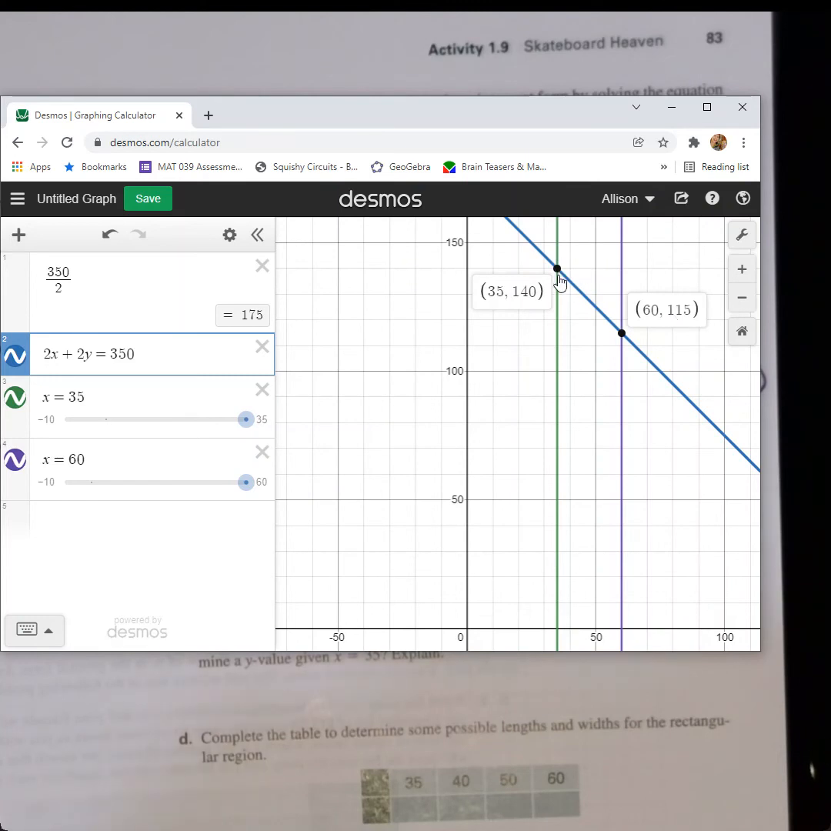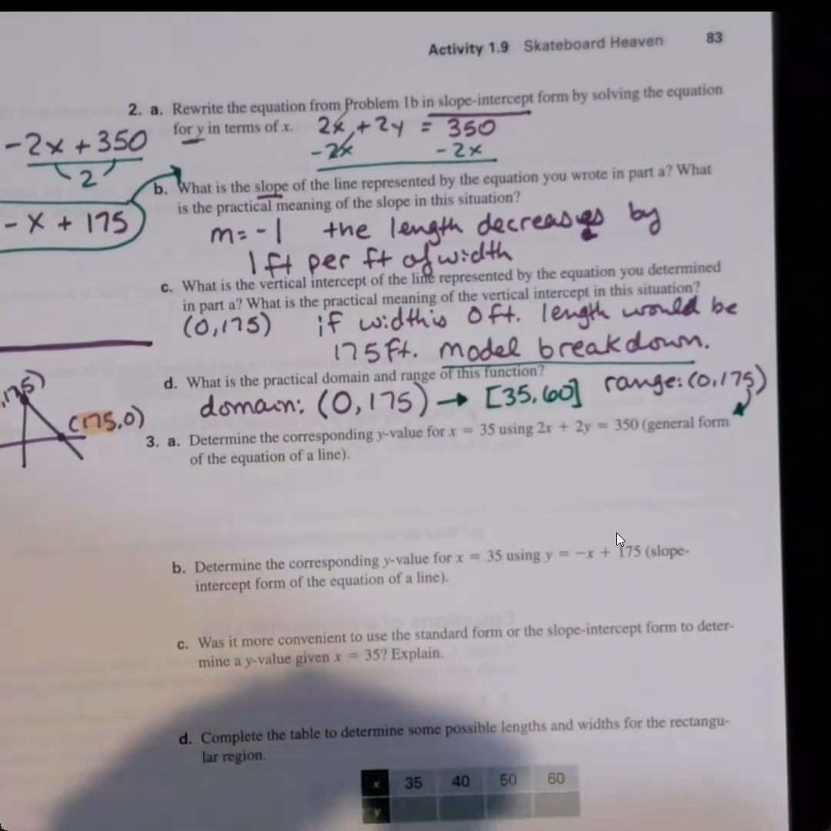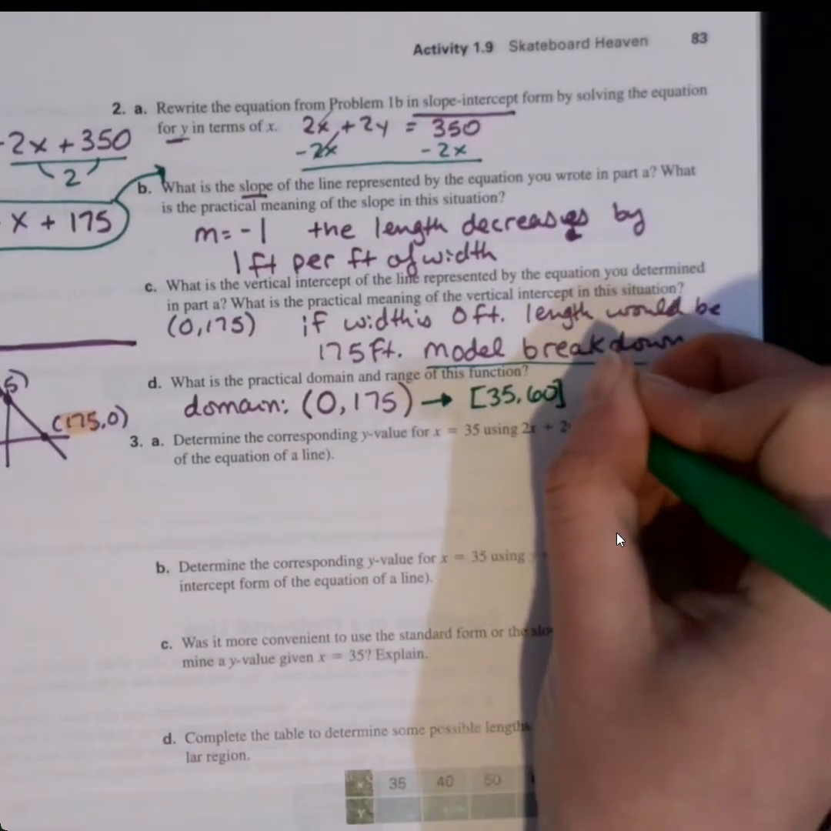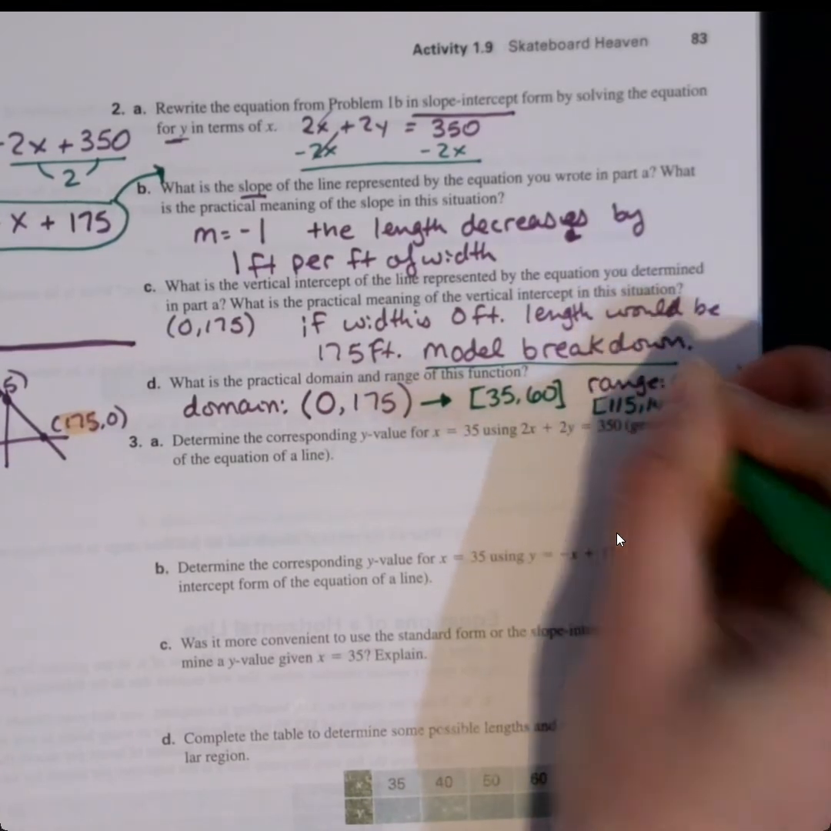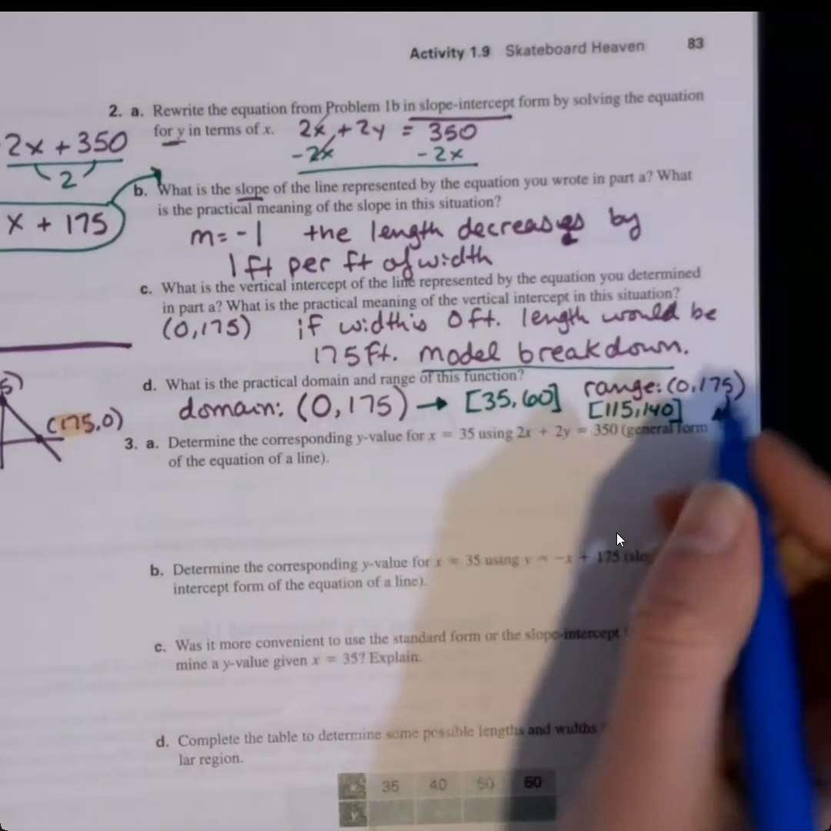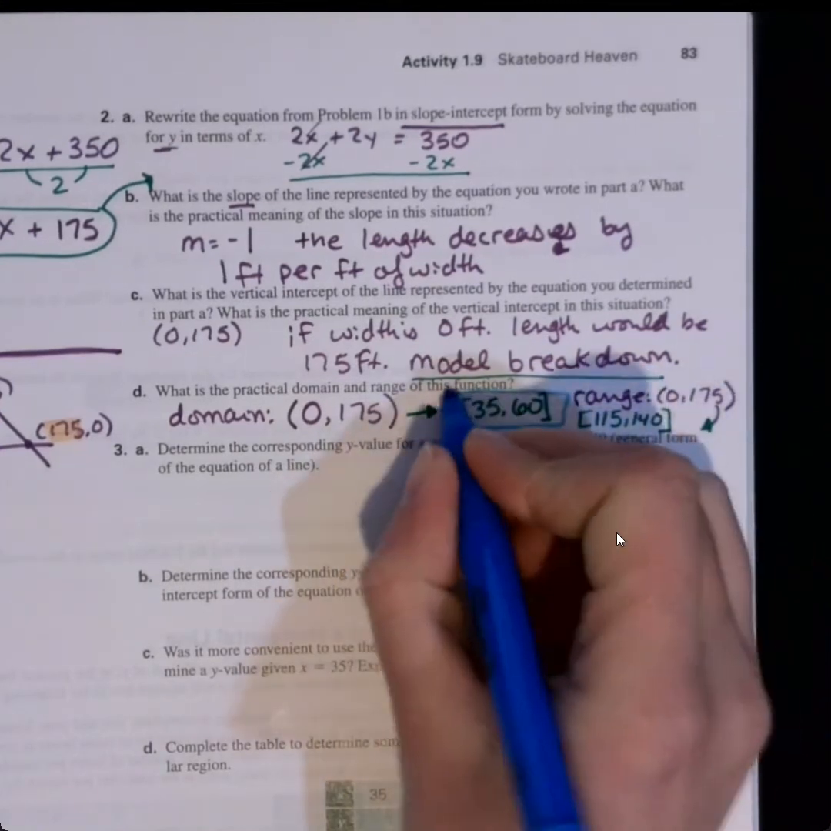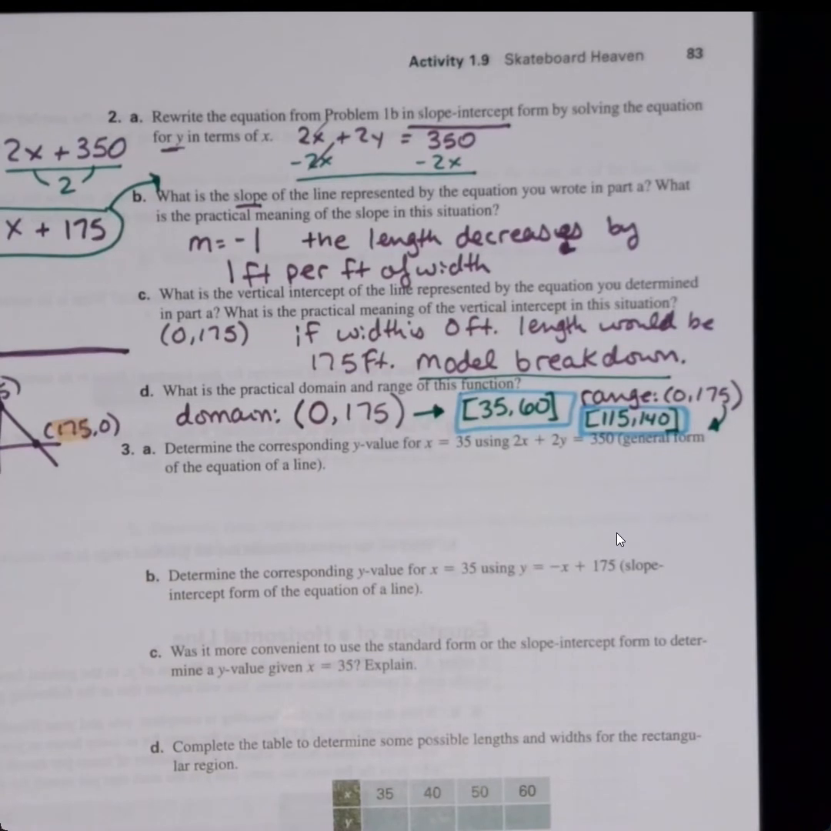So if my width is restricted to being between 35 and 60, that means that my length has to be restricted between the outputs of 115 and 140. So that's where these values come from. I am restricted to 115 to 140. Okay. So again, a big conversation about all the different ways I could have considered domain and range. For this question, I want to answer with those two that I have in green.